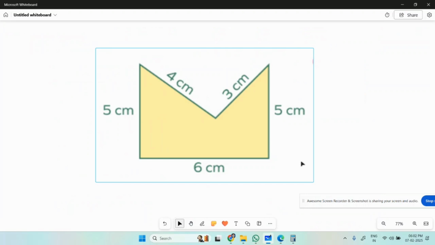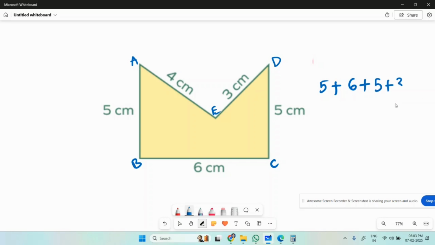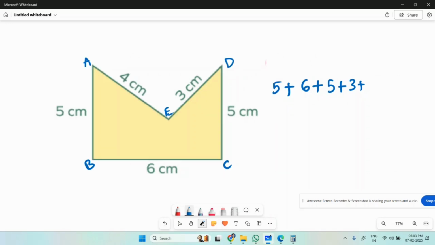Okay, let's try to calculate the perimeter of the following shape. Perimeter means sum of all the sides. So here let's name all the vertices: A, B, C, D and E. Now we will add the sum of all the sides. The first side AB is 5, plus BC is 6, CD is 5, DE is 3, again EA is 4.